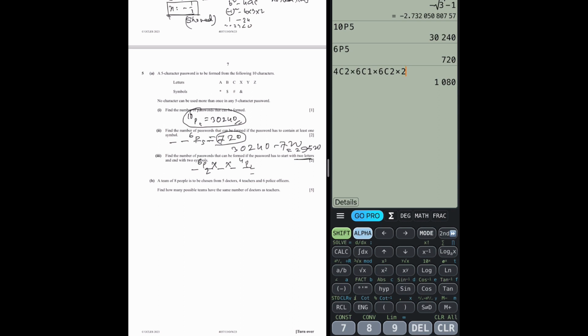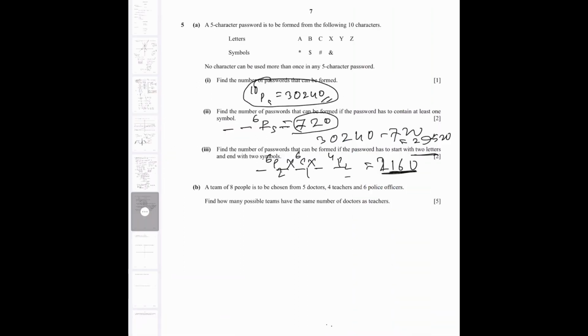Then there are 6 remaining characters and 6C1. Now let me do the calculations. 6P2 into 6C1 into 4P2. So it becomes 2160.